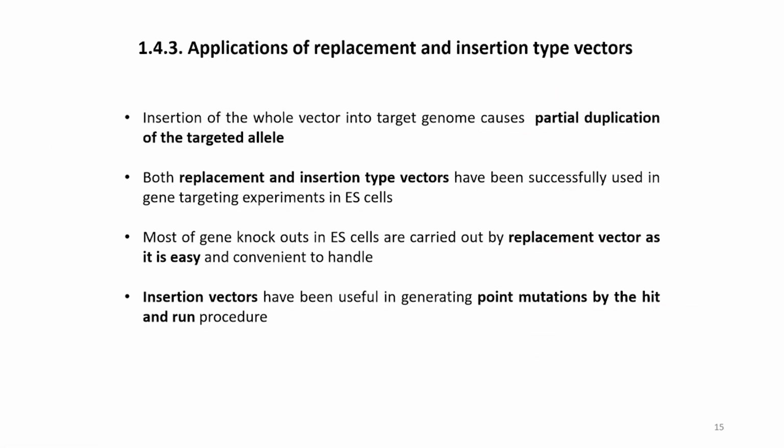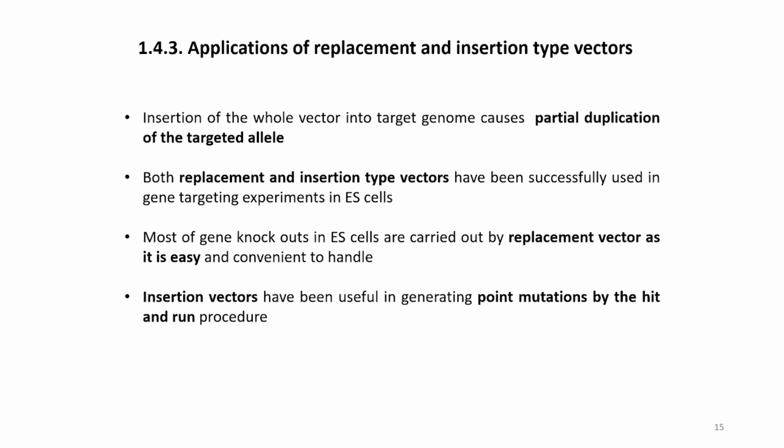Now we have an idea of replacement vectors and insertion type vectors. What are the applications of such vectors? Let us discuss one by one. Insertion of the whole vector into the target genome would cause partial duplication of the targeted allele. Both replacement and insertion type vectors have been successfully used in gene targeting experiments in embryonic stem cells.